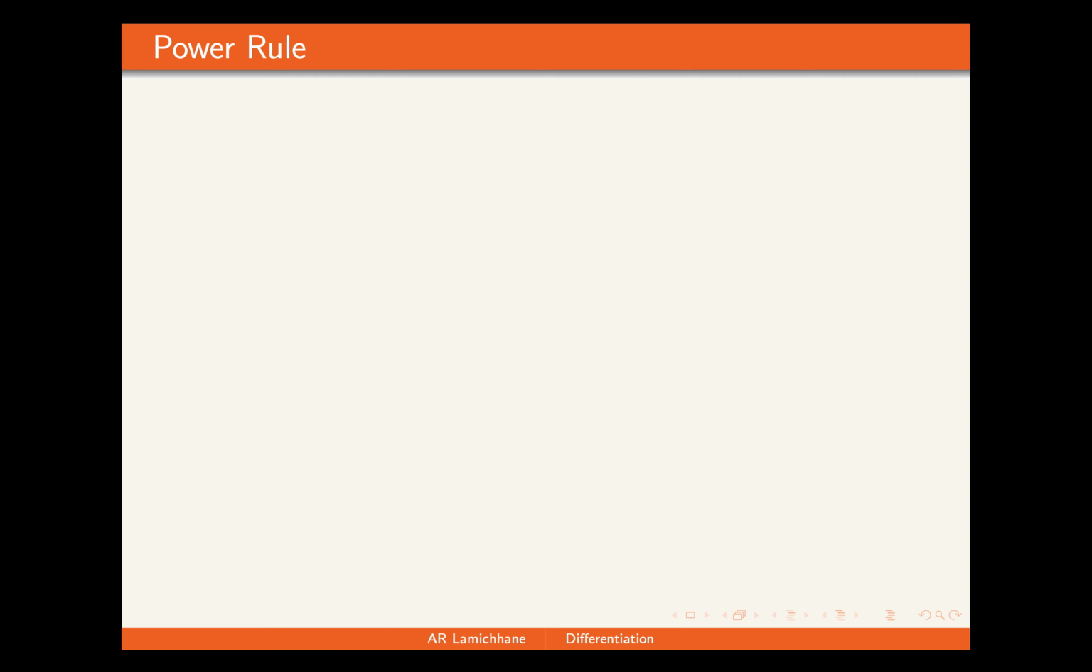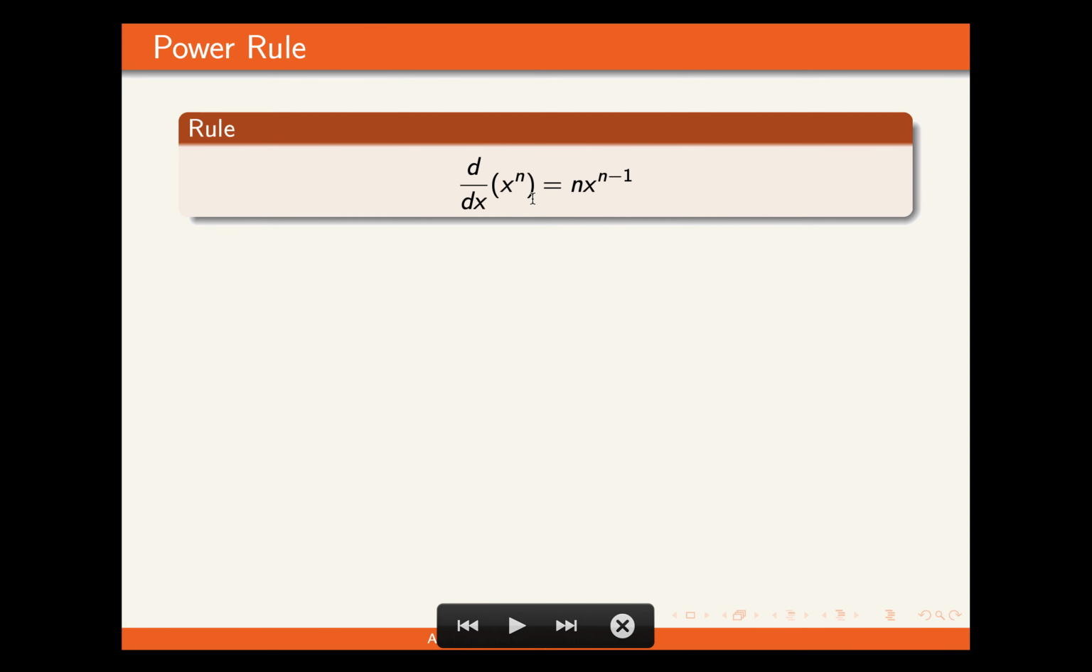Now let's learn what the power rule means. Let's assume we have a power function like x to the power n, where n can be any real number. Then if we need to find the derivative of such a power function, the derivative of x to the power n with respect to x is n times x to the power n minus 1.